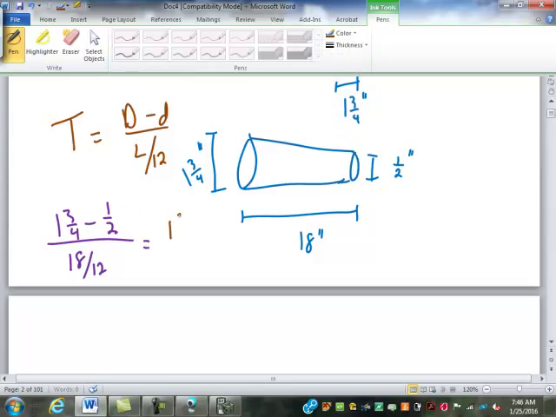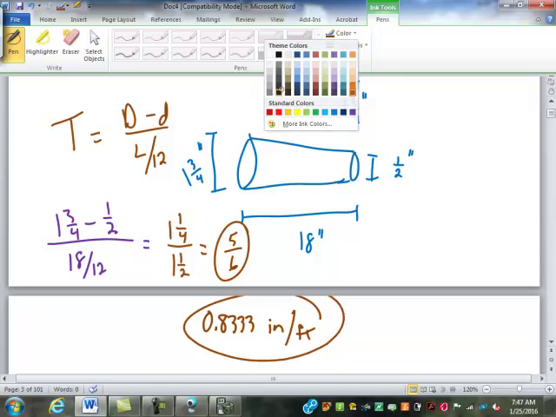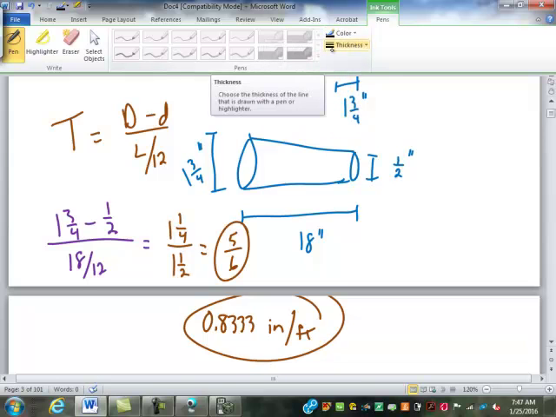So 1 3/4 minus 1/2 is 1 1/4. 18 divided by 12 is 1 1/2. We divide that out, and that is 5/6, or 0.8333 inches per foot in our taper. Is that what you guys come up with? Sure. 1 3/4 minus 1 1/2 is 1.25. 18 divided by 12 is 1.5. 1.25 divided by 1.5 is 0.8333.